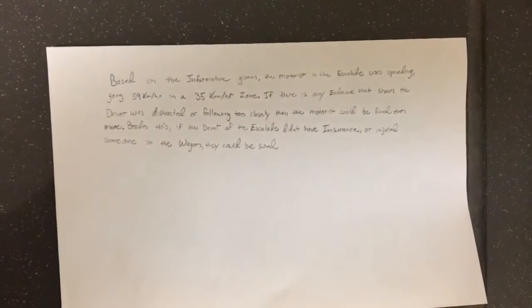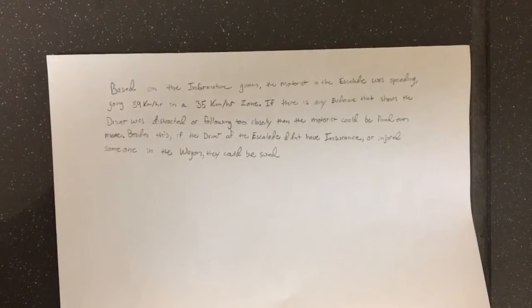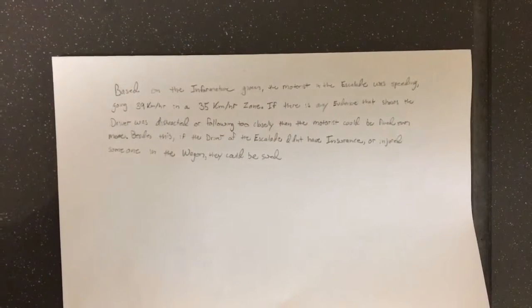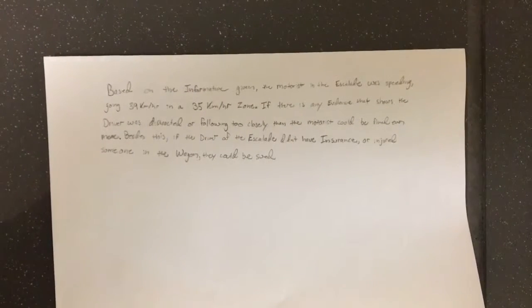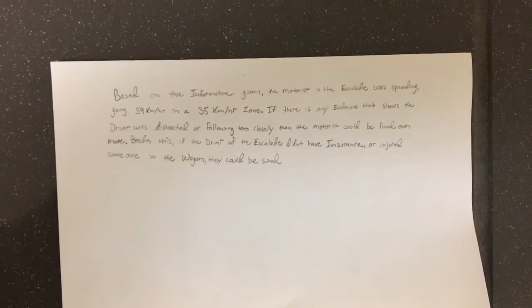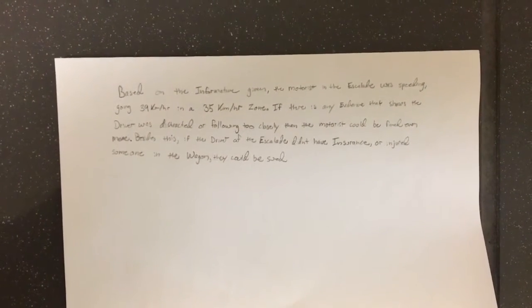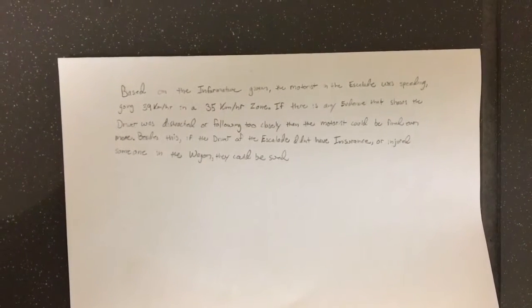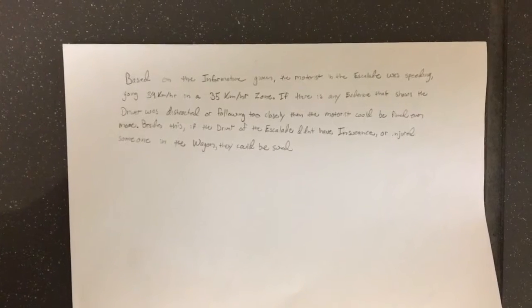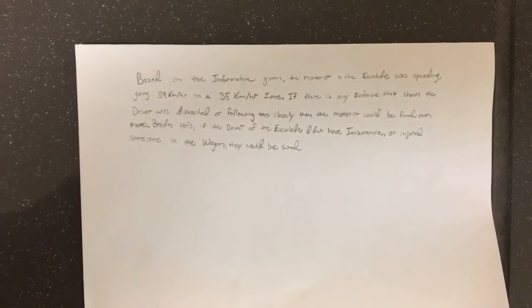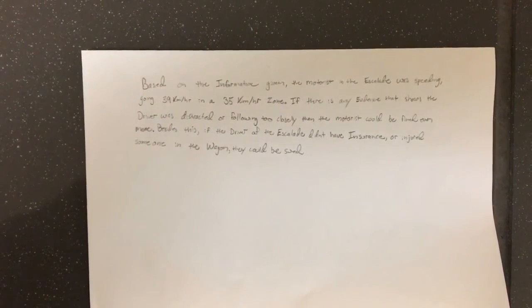Based on the information given, the motorist in the Escalade was speeding, going 39 kilometers per hour in a 35 kilometers per hour zone. If there is any evidence that shows the driver was distracted or following too closely, then the motorist could be fined even more. Besides this, if the driver of the Escalade did not have insurance or injured someone in the wagon, they could be sued.